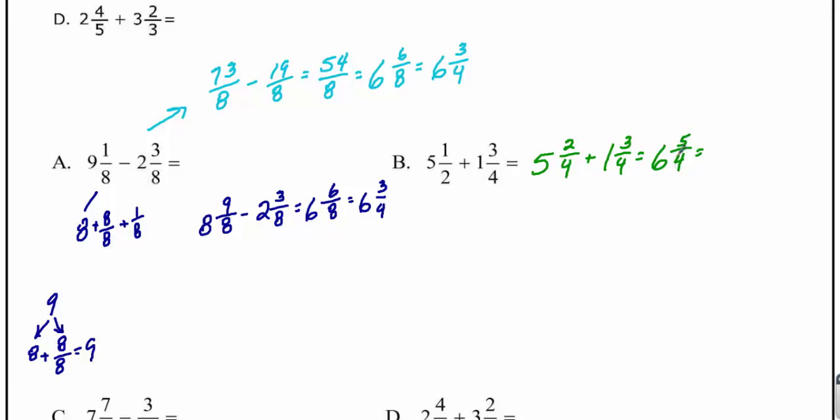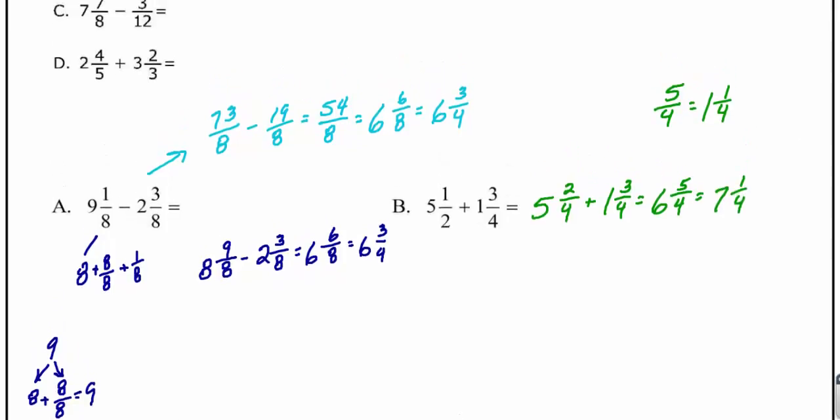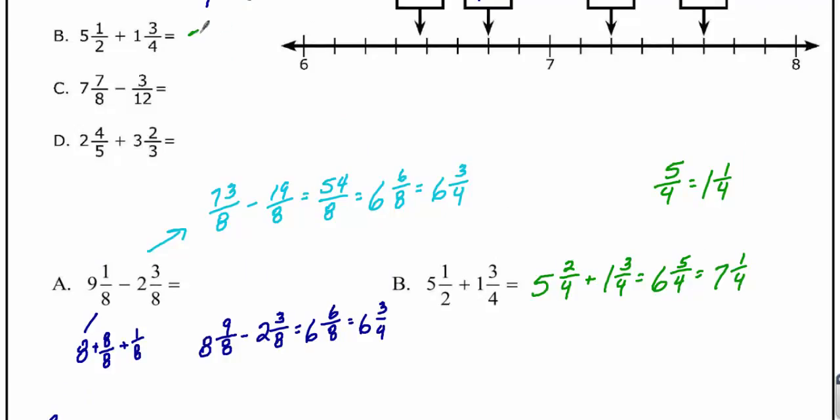We can't leave an improper fraction in our mixed fraction. So 5/4 is the same as 1 1/4. Let me just write it right here. So I already had 6, so the 6 and the 1 is a 7 and 1/4. That is our answer for letter B, 7 1/4.